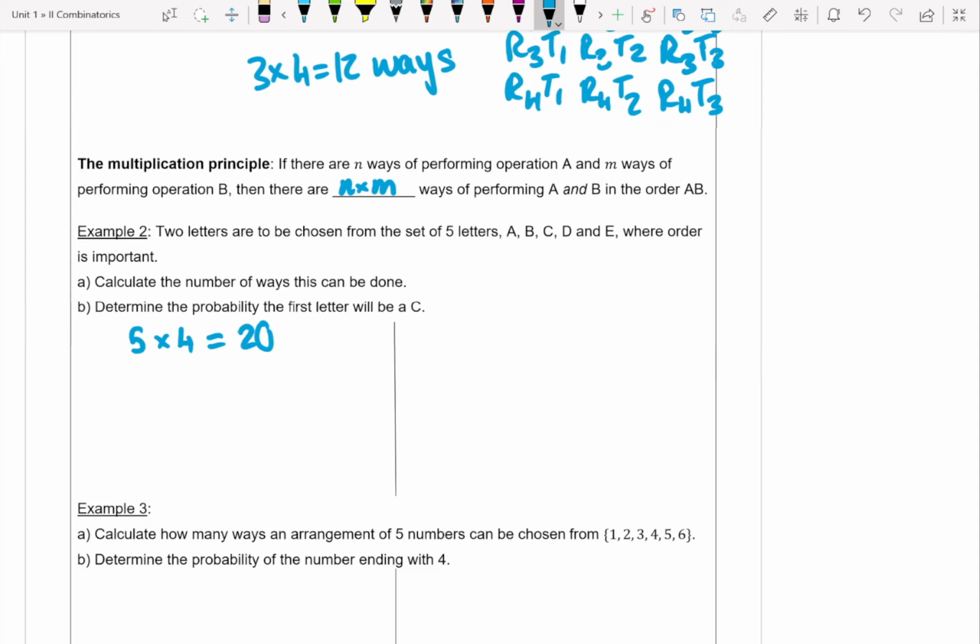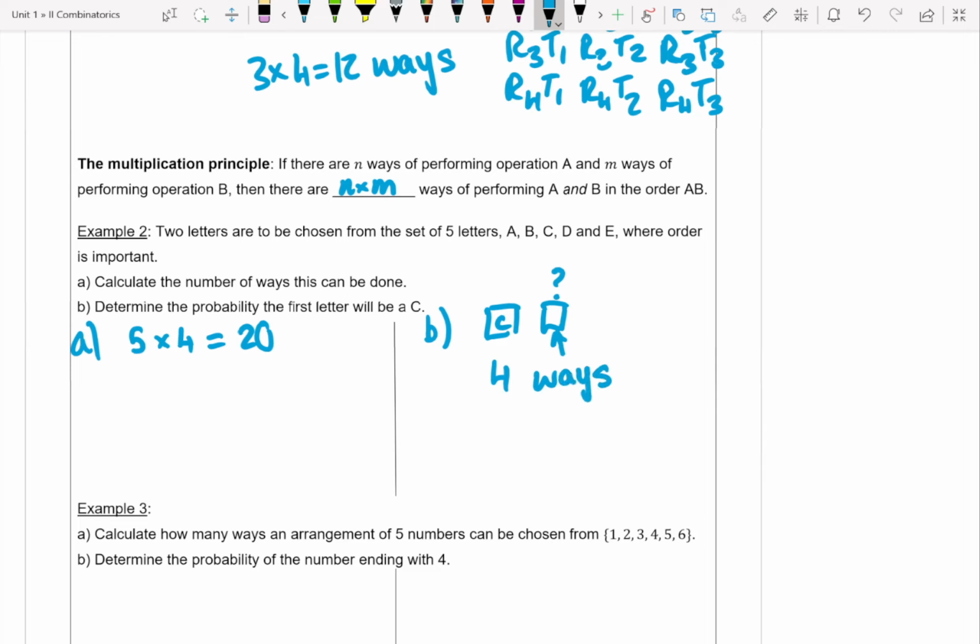I'll leave you to write out all of those options, but it's going to start with AB, AC, AD, AE, and then you just change the first letter to the next one, and so on. There's a logical order to it, but that gives us 20 possible outcomes. So what happens in part B if we lock our first letter in as a C and then give you the option for the second letter? Well, instead of there being 20 ways, I now really only have 4 ways, right? Because the only letters that I can choose for this second slot is going to be A, B, D, or E. So that's 4 different ways.